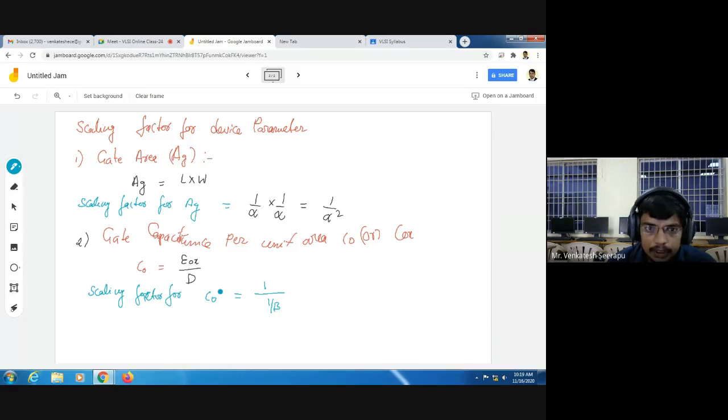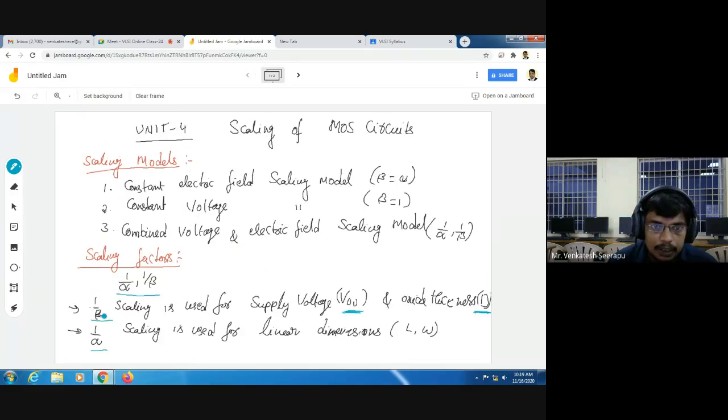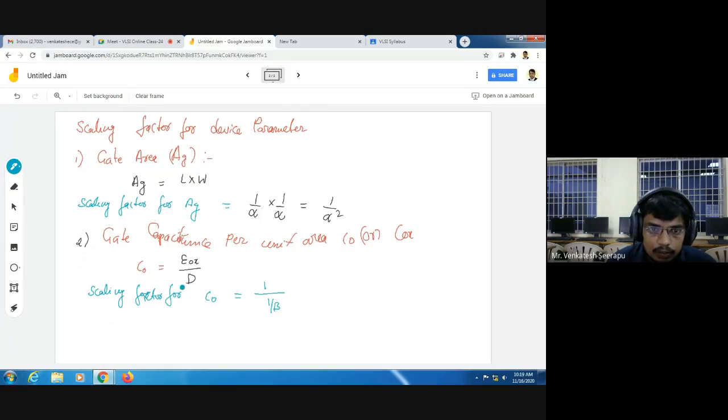1 by beta. Why? Because 1 by beta is the scaling factor for oxide thickness. So for D, I am placing 1 by beta. Now the scaling factor for C naught is 1 by (1 by beta), which is beta. The scaling factor for gate capacitance per unit area is beta. Next one is the gate capacitance.